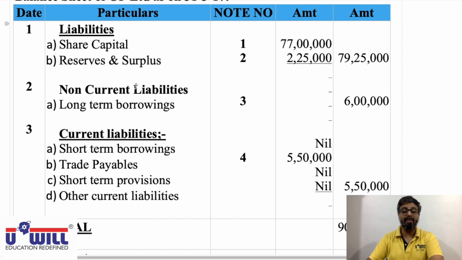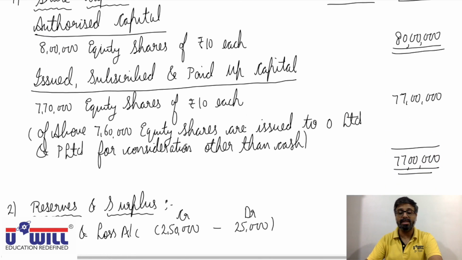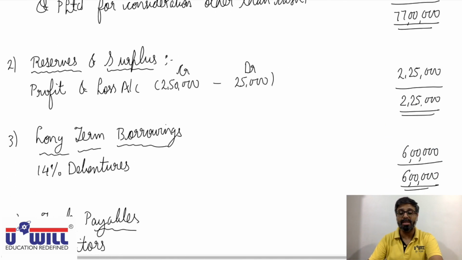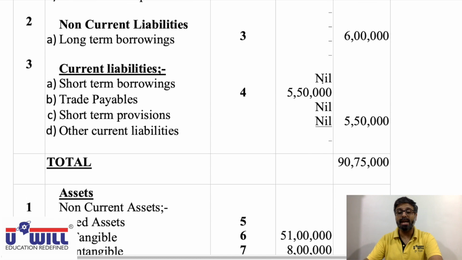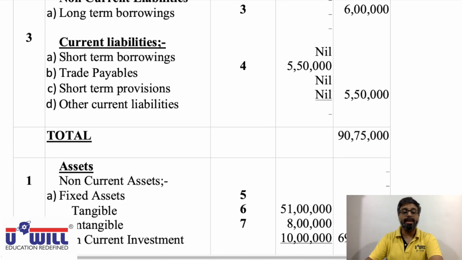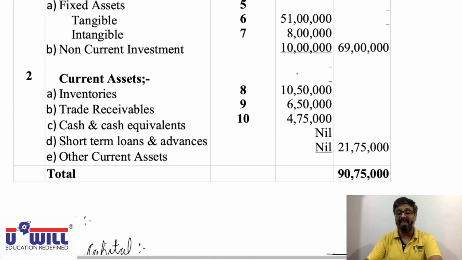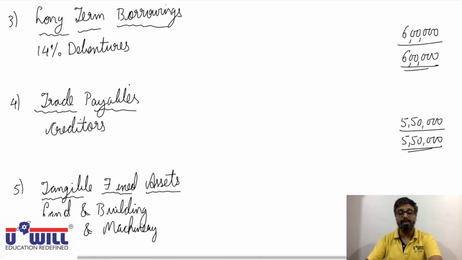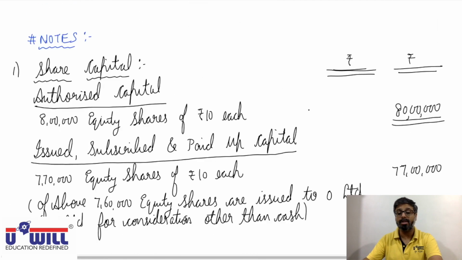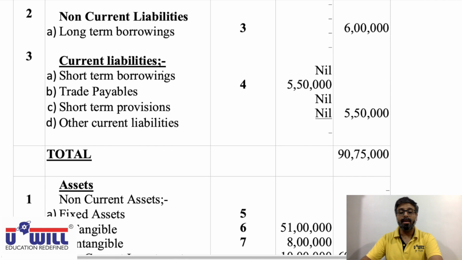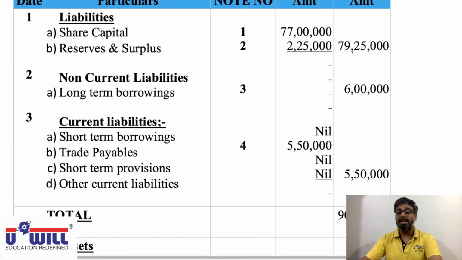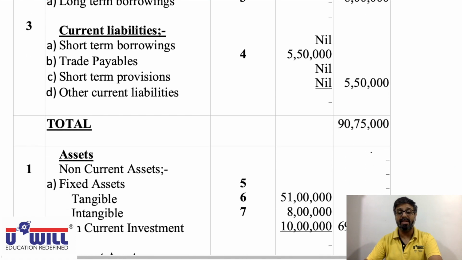Then second we have non-current liabilities. In that we have long-term borrowings as per note 3. All of you can see the long-term borrowings is 6 lakh rupees. Okay, debentures. So directly long-term borrowings 6 lakhs. Then in current liabilities we don't have short-term borrowings. Directly trade payables as per note 4, 5,50,000. Do we find 5,50,000 or not? Yes. Then short-term provisions and other current liabilities are not there. Total 5,50,000. 79,25,000 plus 6 lakhs plus 5,50,000, 90 lakh 75,000.